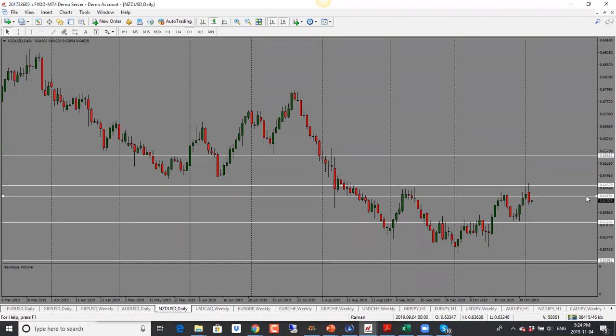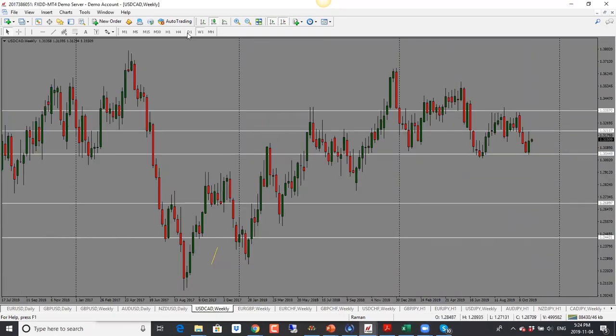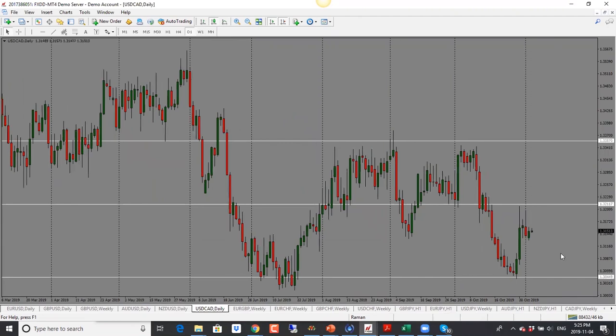This one also got rejected at the top of the range. So looking for price to drop further towards the bottom of the range here. This is where we have this previous support resistance. Price went and tested it, couldn't go through. So now we have a nice bearish setup here. Bias is bearish, target is 0.6320.